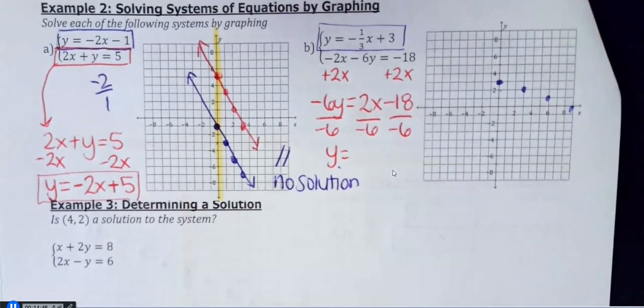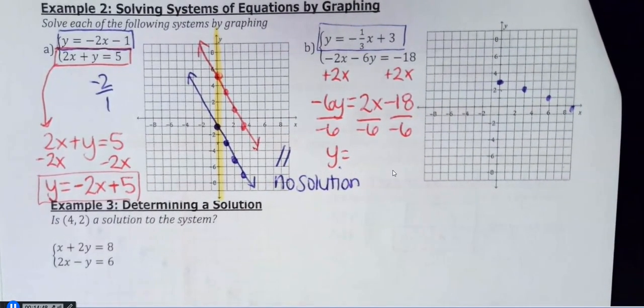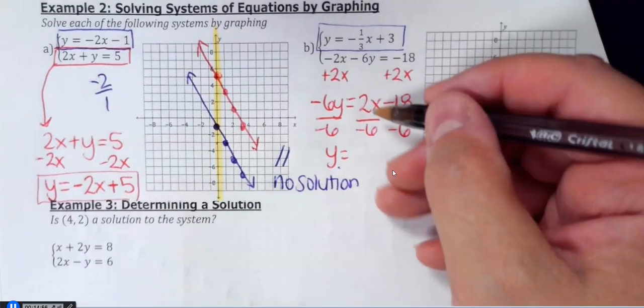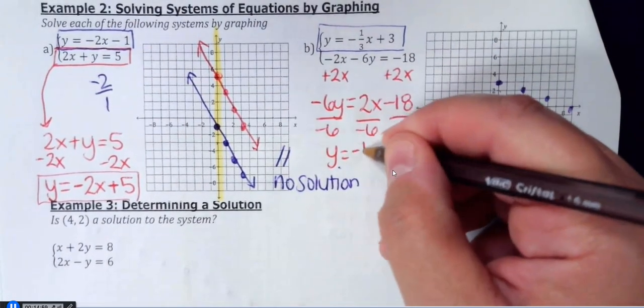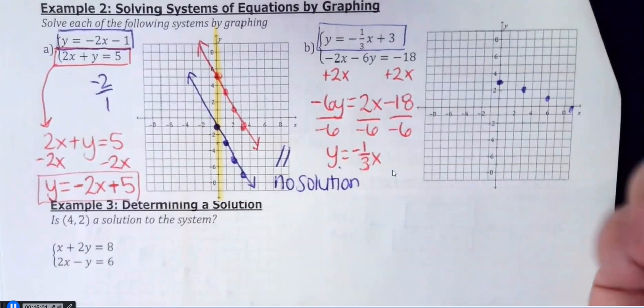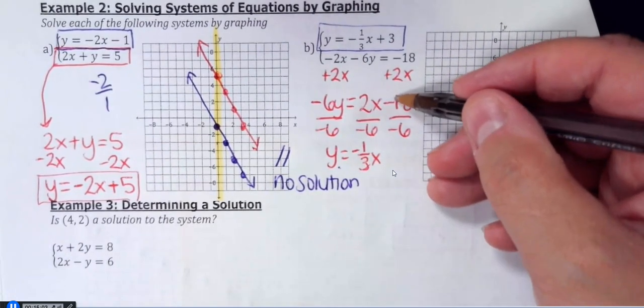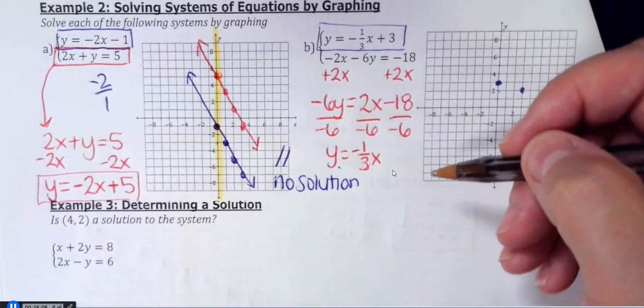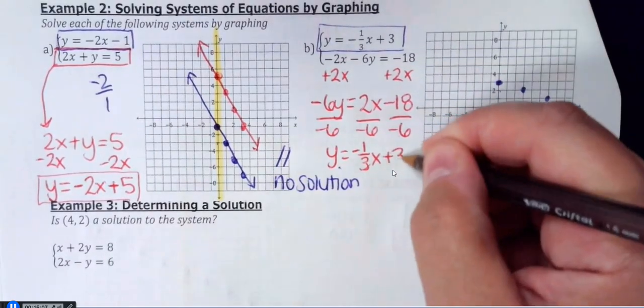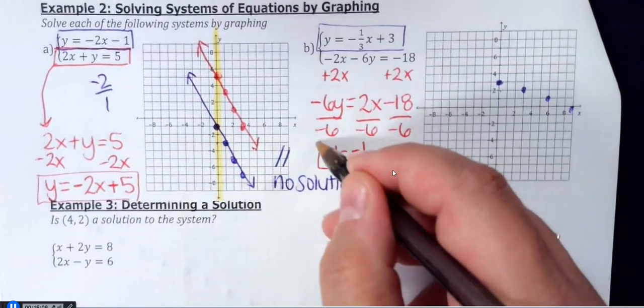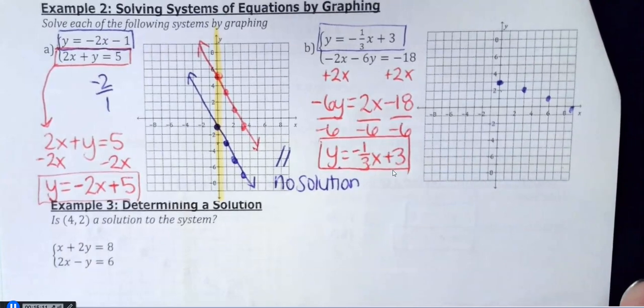My slope is going to be that 2 over negative 6. Can we reduce 2 over negative 6? What would it be? 1/3, right? But the 2 is positive and the 6 negative, so I'm just going to write that as negative 1/3 x. Now, what do I get if I do negative 18 divided by negative 6? Positive 3. Now, what do you all notice about that and the first equation in that system?